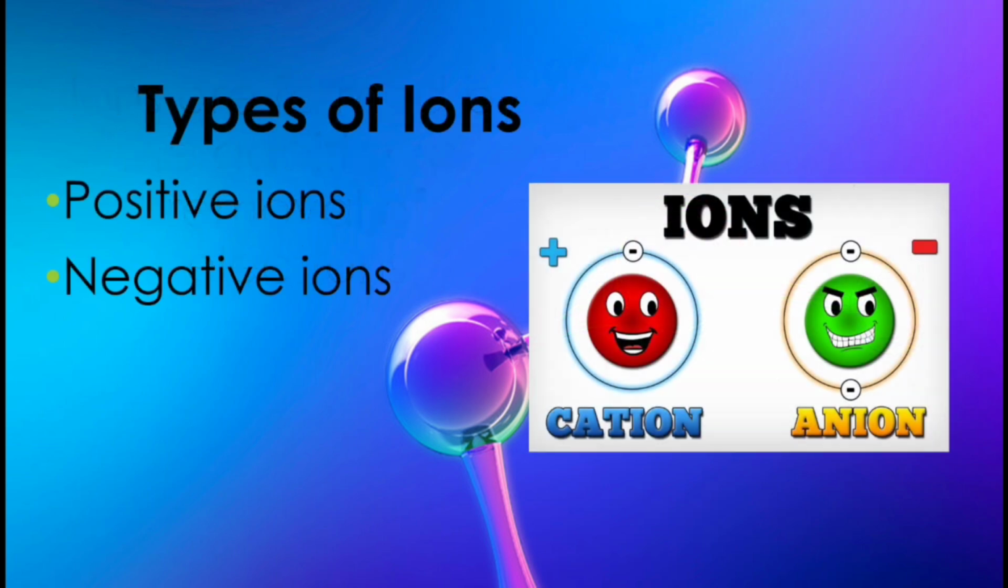So there are two types of ions. One is the positive ions and the second one is the negative ions. There is another name for positive ions and negative ions. The positive ions are called cations and the negative ions are called anions, just like cat having paws. So it's a trick: cations means cat having paws, cat and paws. Cat is for cation and paws is for positive ion. So cations are positive ions and anions are negative ions.